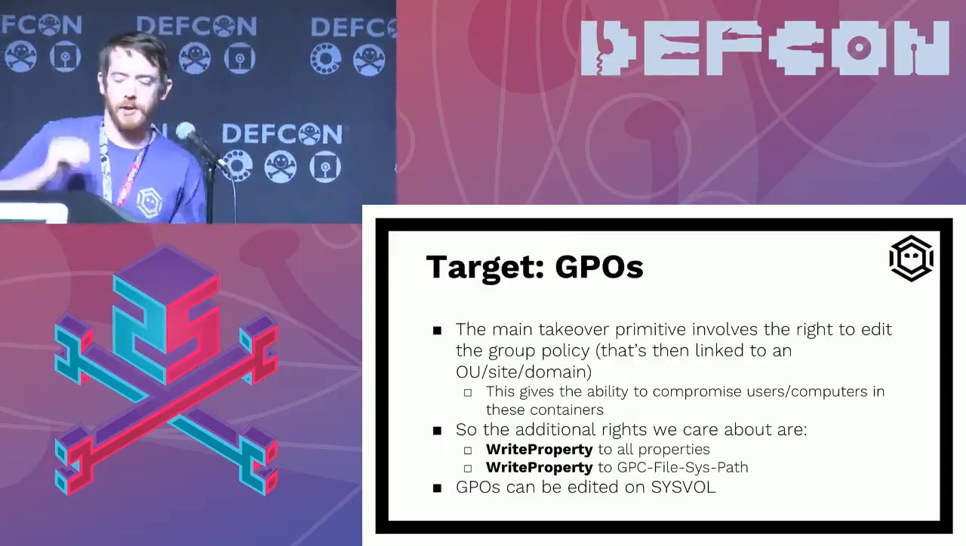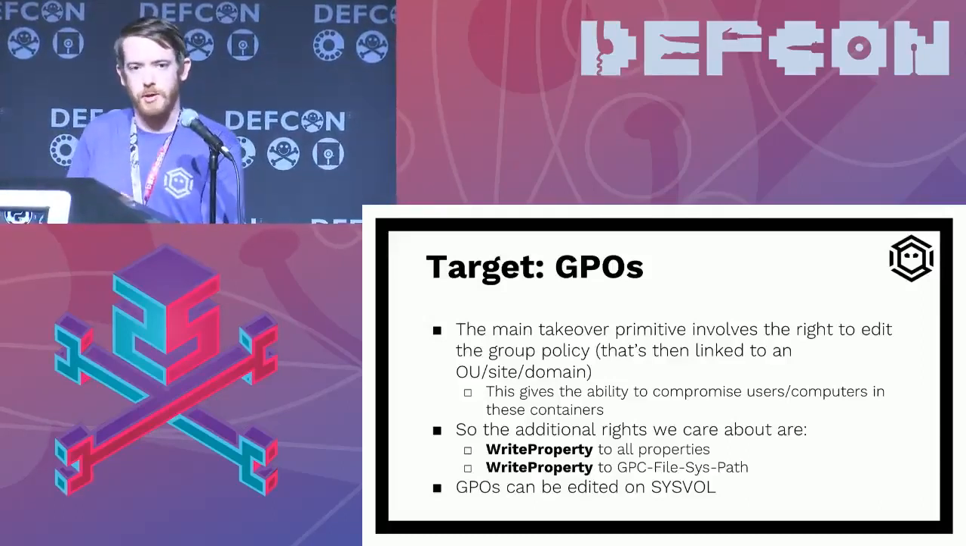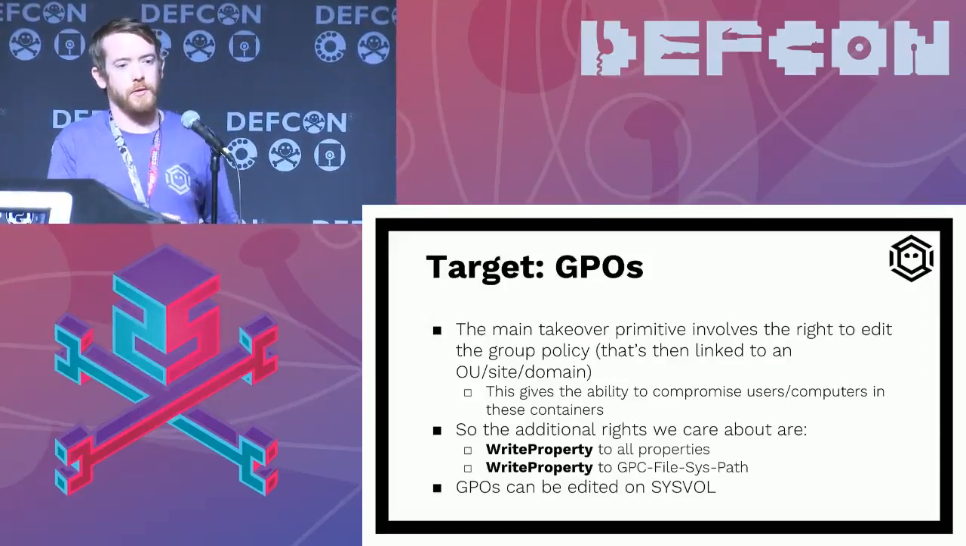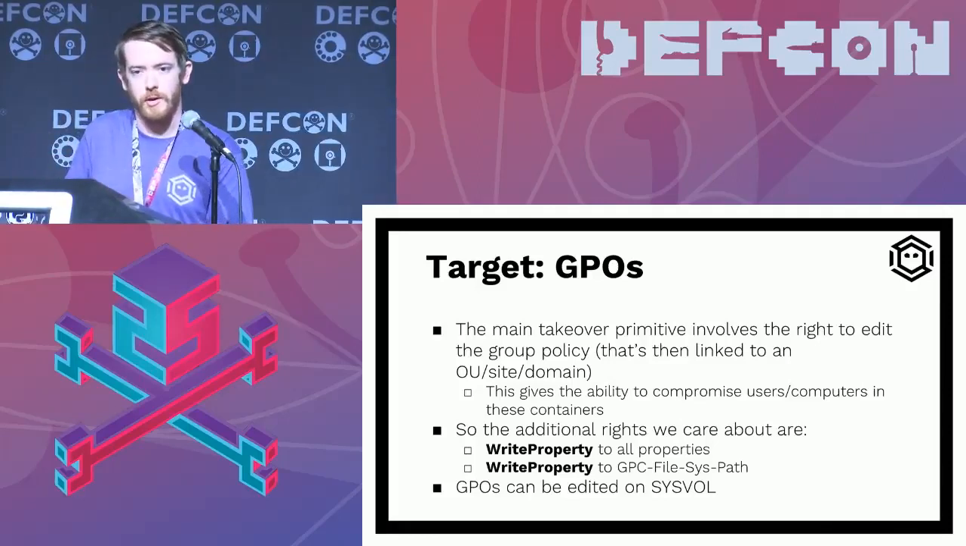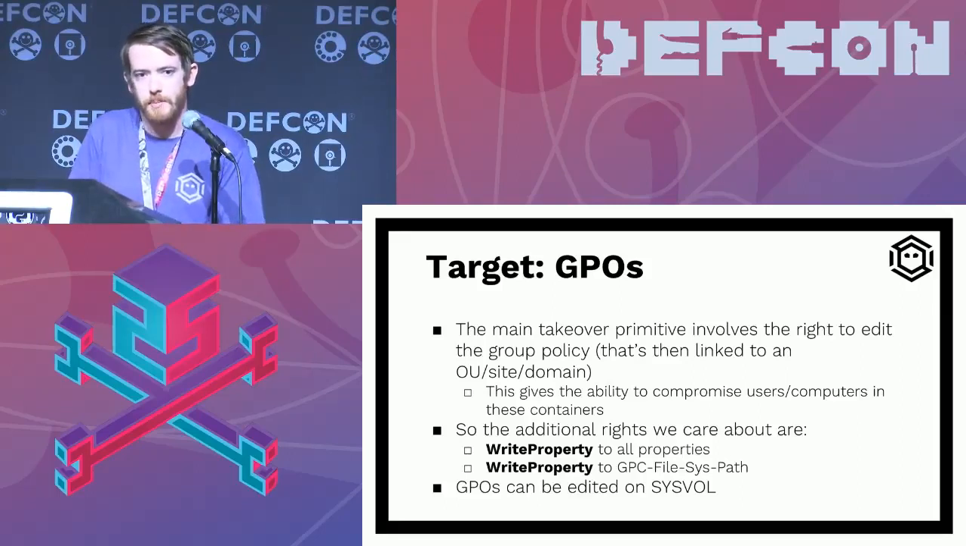So, group policy objects. This is one of the few relationships that we don't have incorporated into the BloodHound schema yet, because we're going to have to write a custom pathfinding algorithm to handle all the weird inheritance issues. The main takeover primitive is: can you modify the GPO? You can modify the GPO.